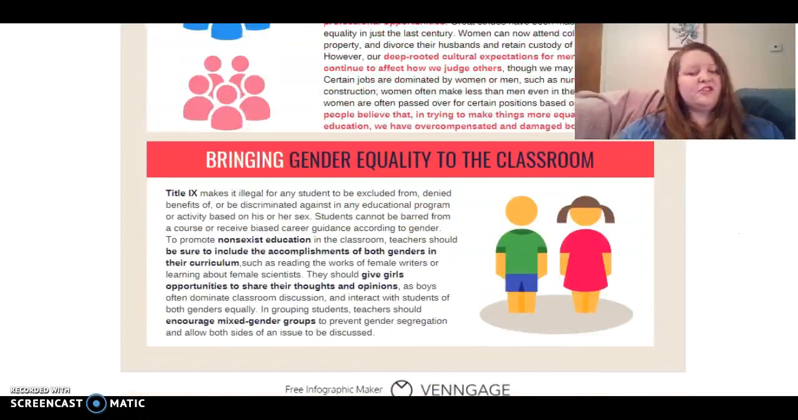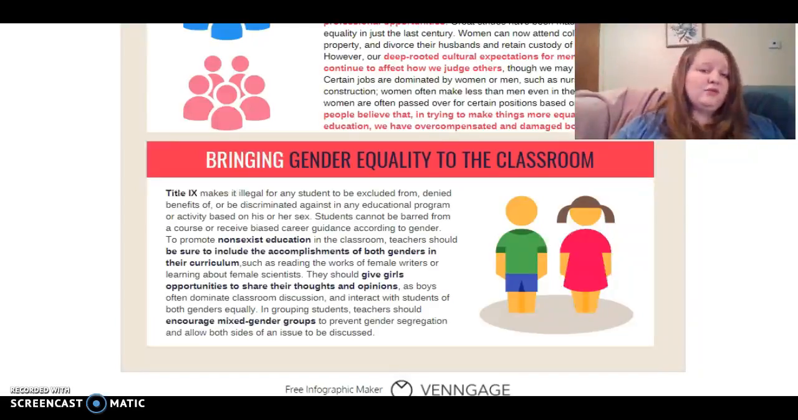How can we bring gender equality to the classroom? Well, Title IX makes it illegal for any student to be excluded from, denied benefits of, or be discriminated against in any educational program or activity based on his or her sex. Students cannot be barred from a course or receive biased career guidance according to gender.